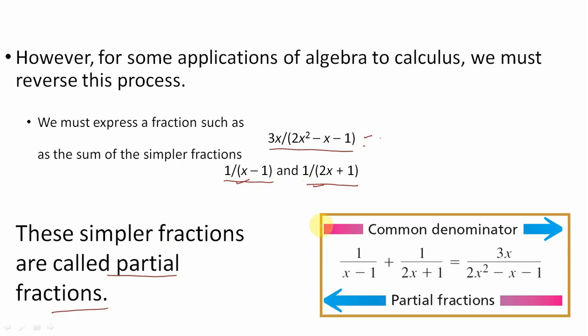So the process is, if I add the two expressions and make the denominator common, I am left with this. Whereas in the case of partial fractions, I am actually taking one common denominator and breaking it into multiple denominators. Let's see how.